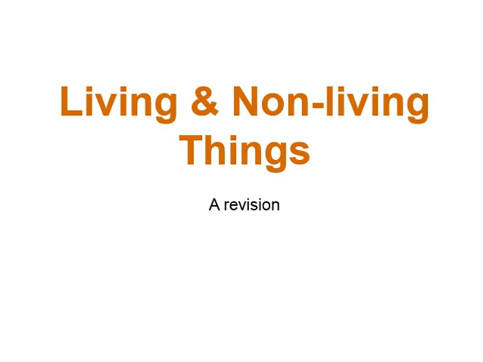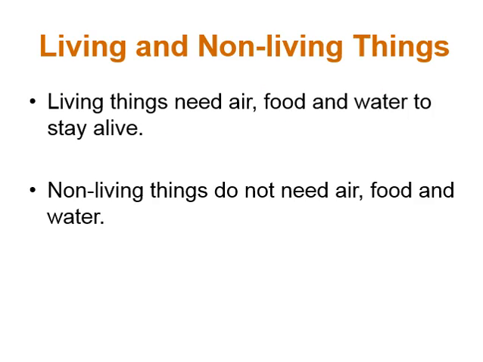Now, what do we know about living and non-living things? Now, living and non-living things are two groups of things that are around us. Anything that is around us can be classified into these two groups, either a living or a non-living thing.